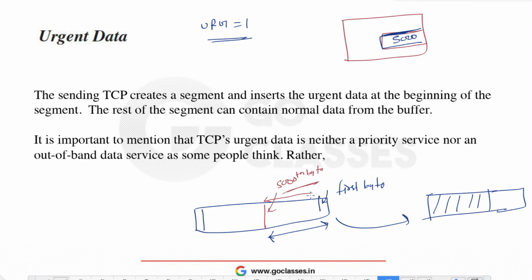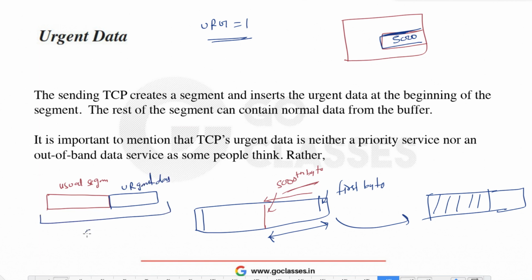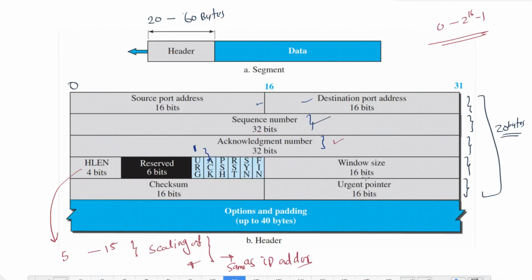So what does urgent mean? It means something from the sender side. Let's suppose the sender needs to send some urgent data. This is your usual segment that the sender wants to send. Then the sender will append the urgent data to the usual segment and call the whole thing a segment, and then it sends. And this urgent pointer field is basically helping us tell from where to where we have appended the urgent data.